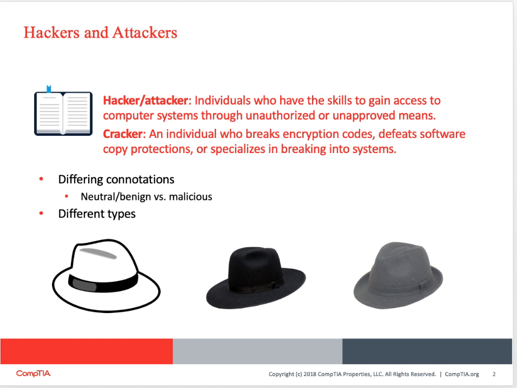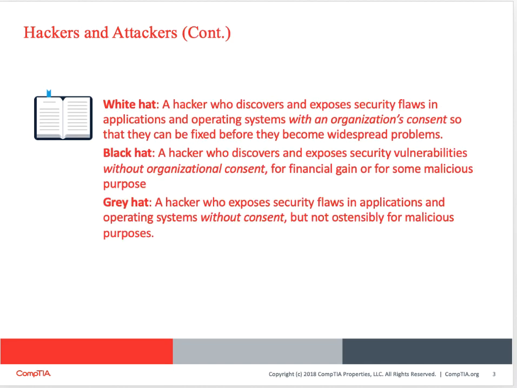So moving on from that, there are different types of so-called hackers. We have white, black, and gray. A white hat is going to be a hacker who discovers and exposes security flaws in applications and operating systems with the organization's consent, so they can be fixed before they become widespread problems. So that's going to be our pen testers, right? They have the consent of the manufacturer. They've been brought on to look for ways through the system.